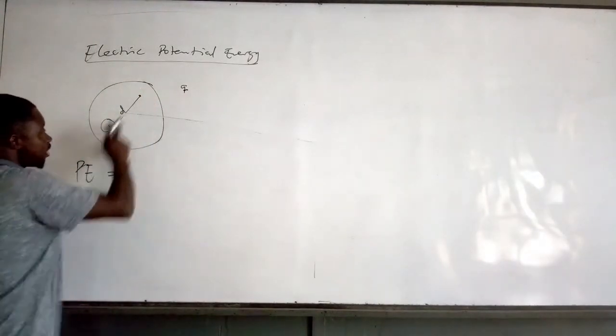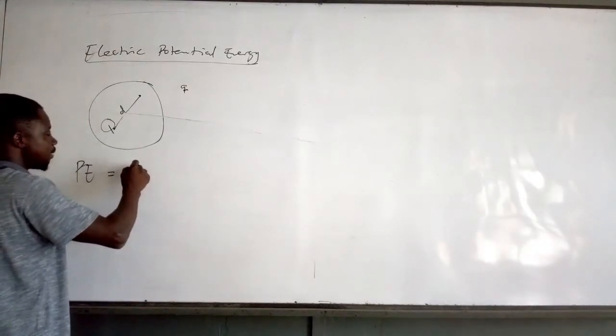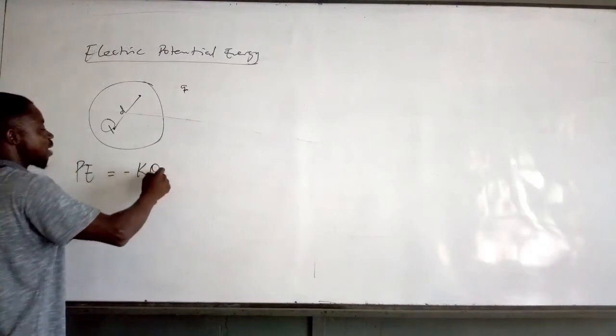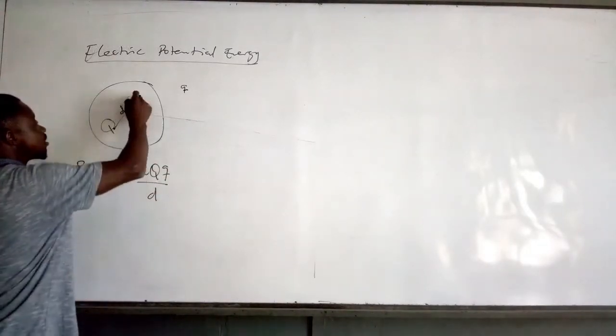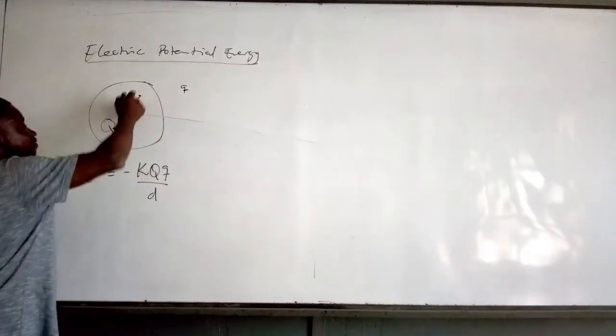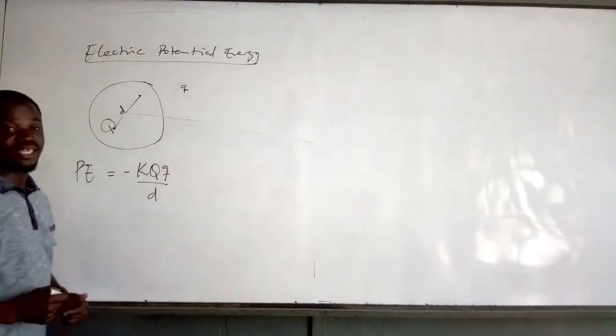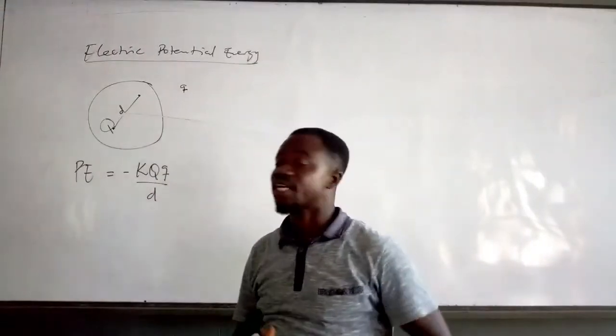All right? And the electric potential energy is given by negative K, capital Q, small q, all over d, where d is the distance between the two charges, from where it is in the field to the charge that has created the field. Good. That is electric potential energy.